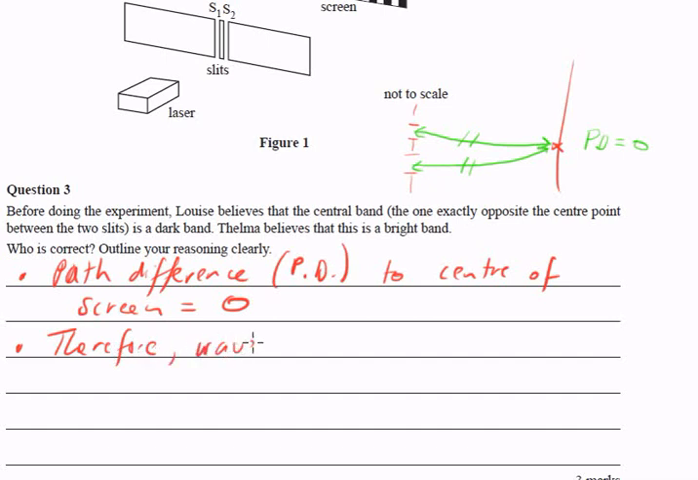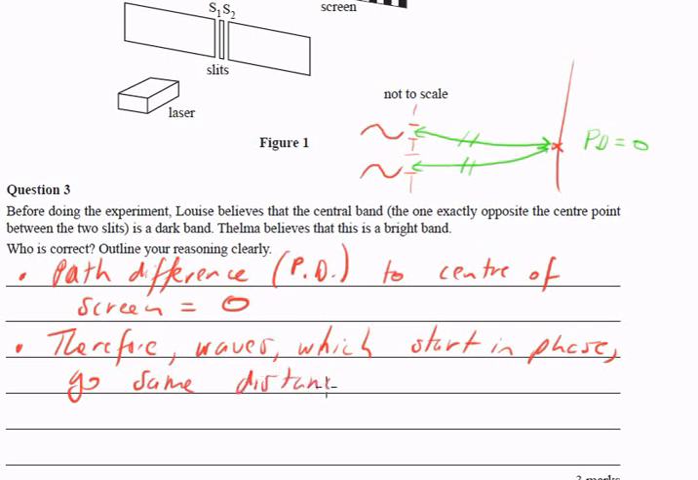Therefore, waves, which when the waves go through here, because they're from a laser, they start off in phase, they start off lined up. So therefore waves which start in phase go the same distance, and because they end in phase, they add together. That's called constructive interference. Constructive interference occurs. Therefore, it's a bright spot.